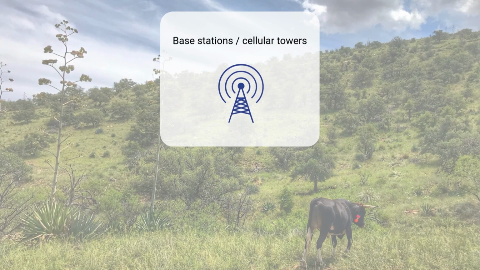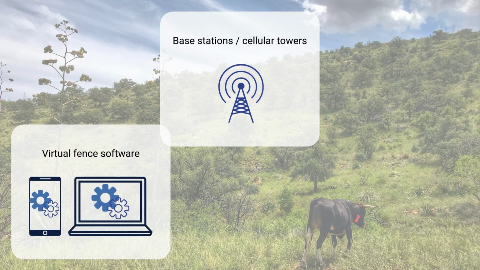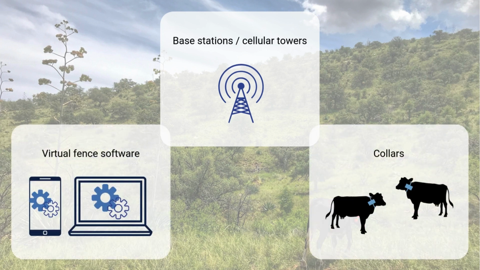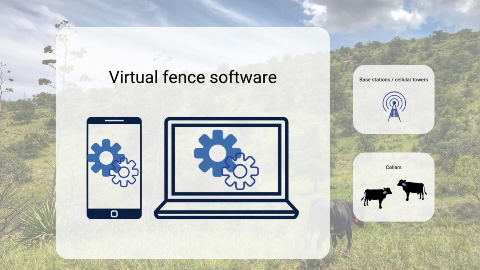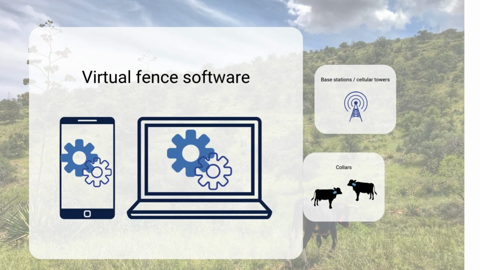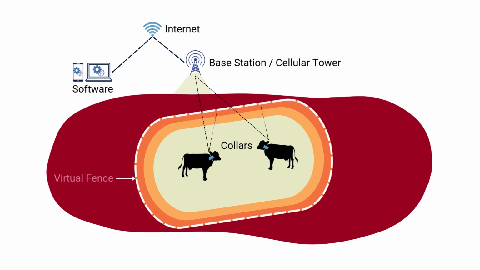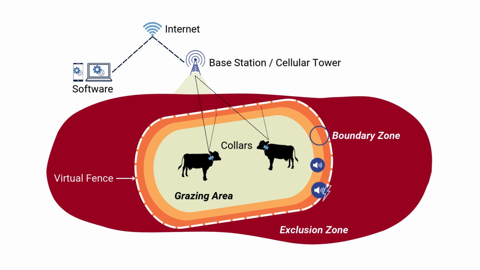A virtual fence system has three main components: base stations or cellular towers, the virtual fence software, and collars worn by livestock. Virtual fence lines are drawn in the virtual fence software. The virtual fence defines where livestock should be inside the grazing area and where livestock should not be in the exclusion zone. These two areas are separated by the boundary zone. In this buffer area, livestock receive auditory and/or electrical cues, which should influence them to return to the grazing area.